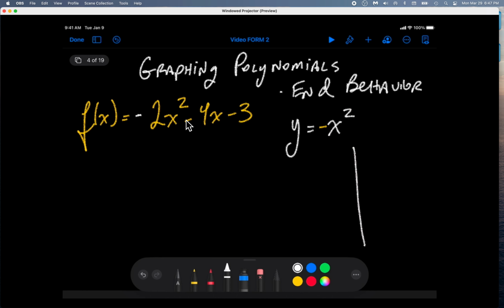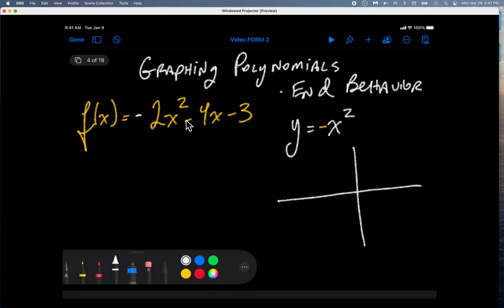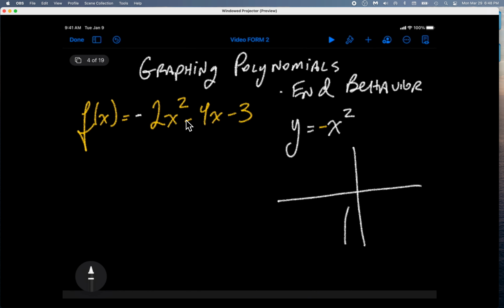And if you remember, y equals negative x squared is just the parabola reflected over the x-axis. Y equals negative x squared has a down, down profile, meaning as x approaches negative infinity, y approaches negative infinity. And as x approaches positive infinity, y approaches negative infinity. So that minus sign means you analyze the opposite of the baseline graph.